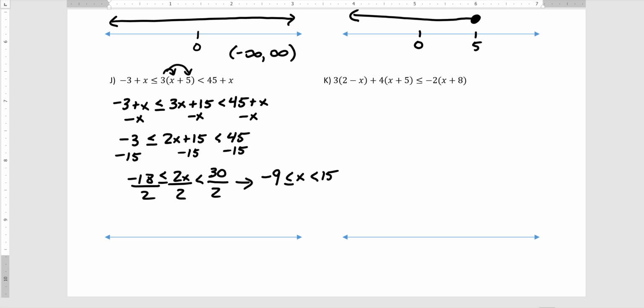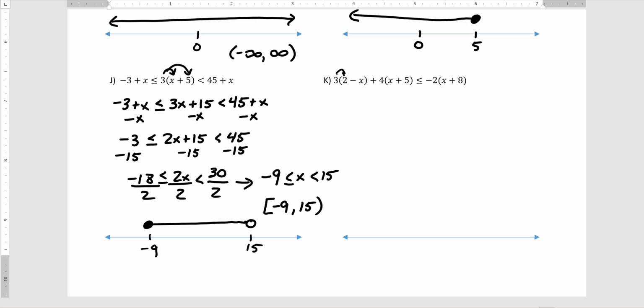So on my number line, I'll plot -9 and I'll plot 15. Going to have a closed circle above -9 since we're less than or equal to. Going to have an open circle above 15. And then we'll connect our dots there. X is everything between -9 and 15. It's allowed to equal -9, but it can't equal 15. Interval notation here, hard bracket -9, 15 with that soft bracket. I'm going to try to finish this up real quick.